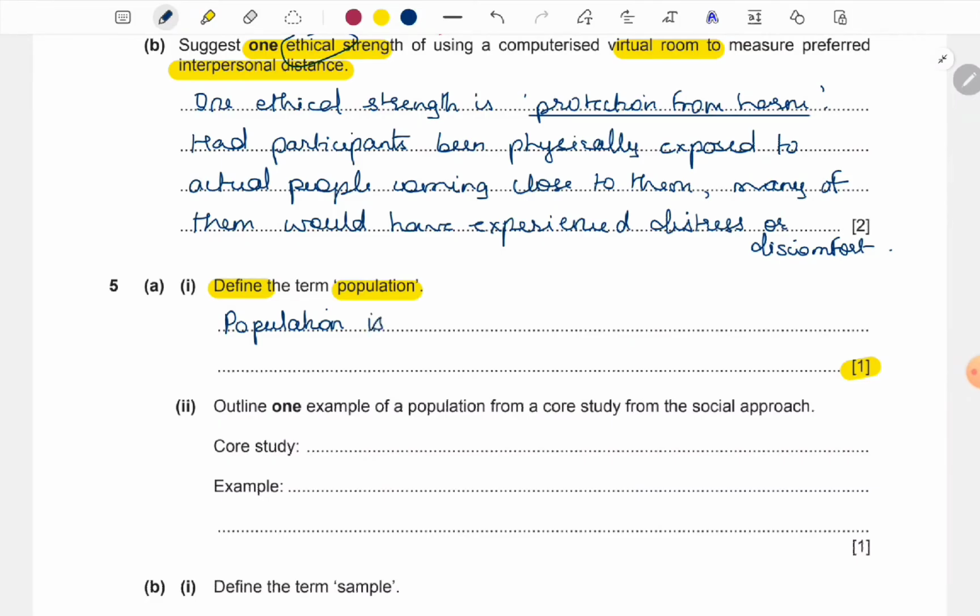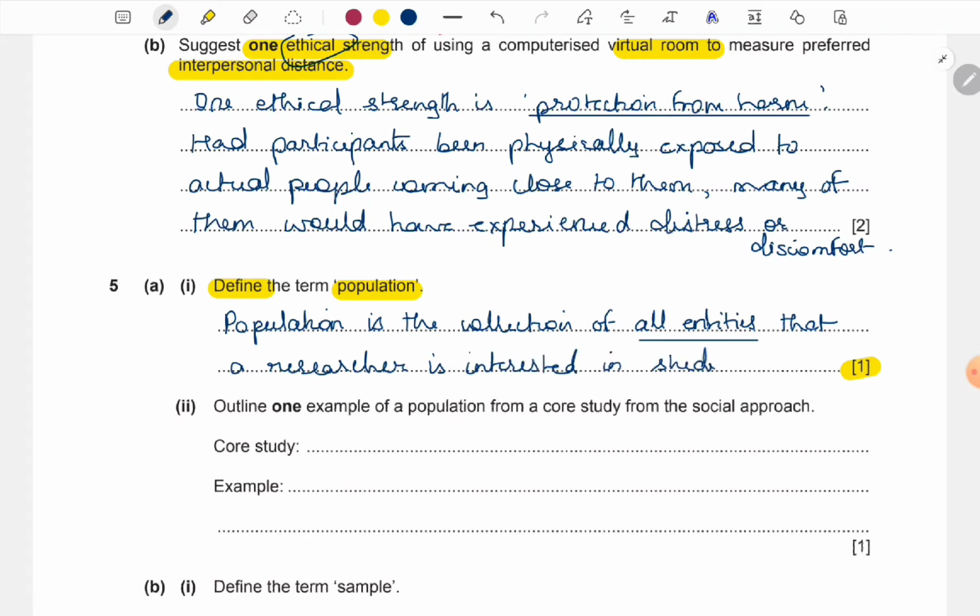So population is the collection of all entities. Why I'm using the term entities? Because it could be anything, objects, institutions, human beings. So I'm not just saying persons or individuals, that a researcher is interested in studying. An alternative definition that you will see in many textbooks is population is a set of people sharing common characteristics. That is also very correct.